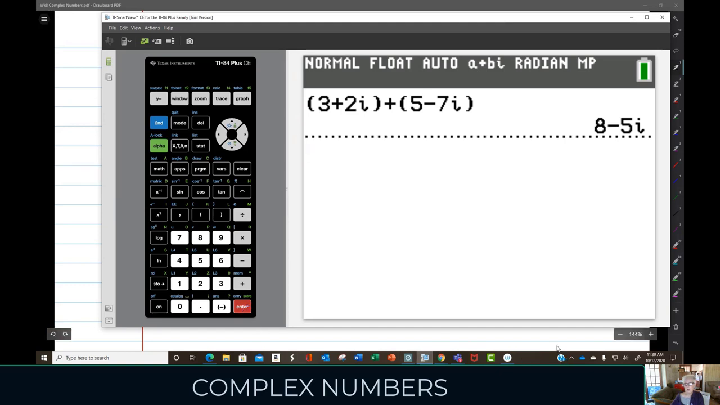And I find out that my answer is 8 minus 5i. And it's the same thing as if you did it by hand. 3 plus 5 is 8. 2i minus 7i is negative 5i.